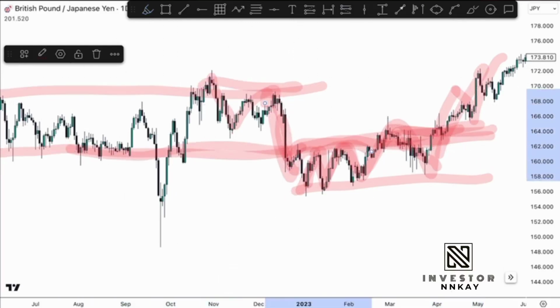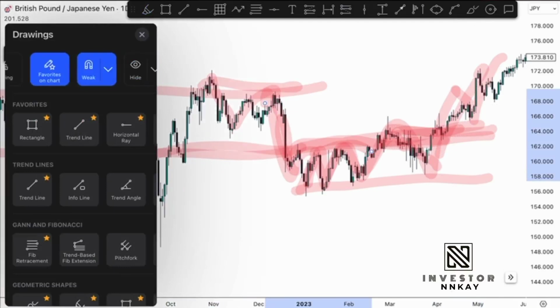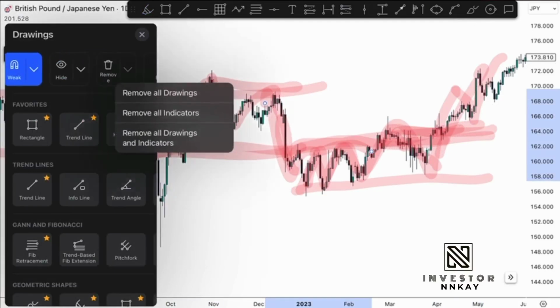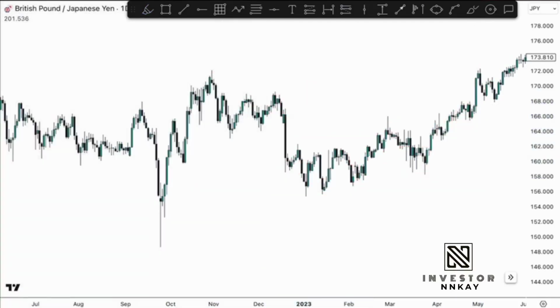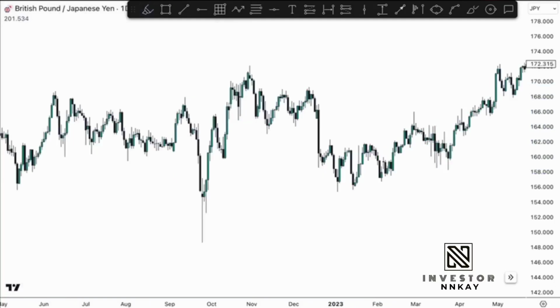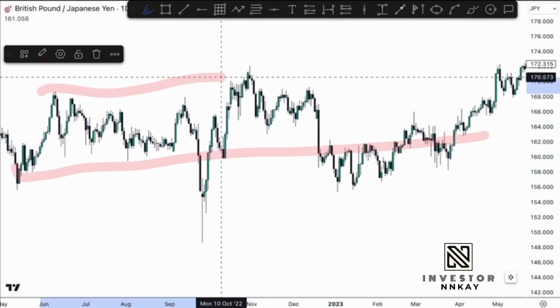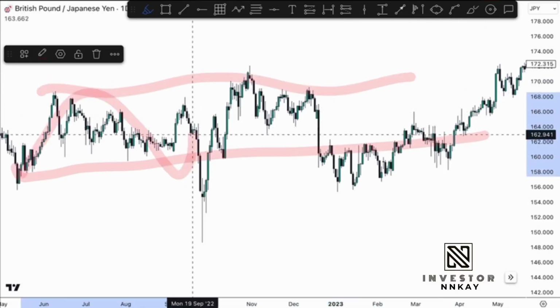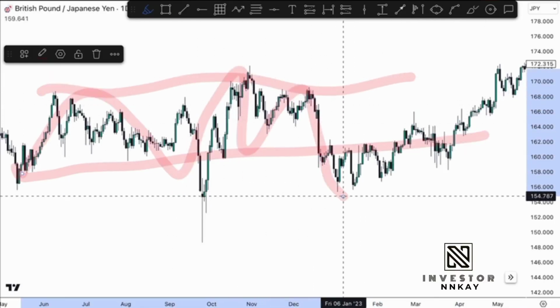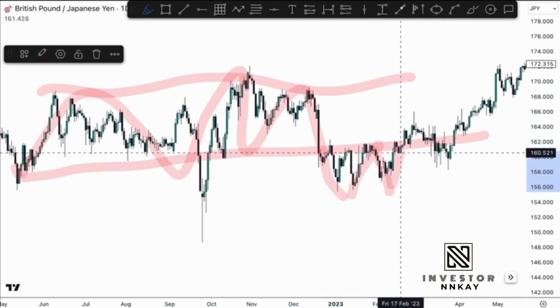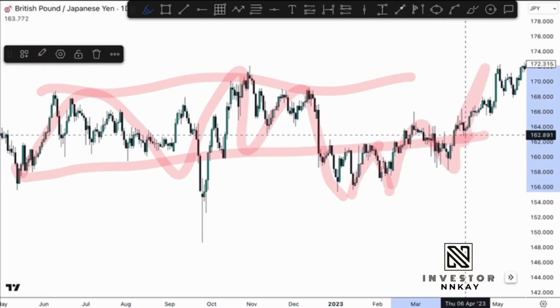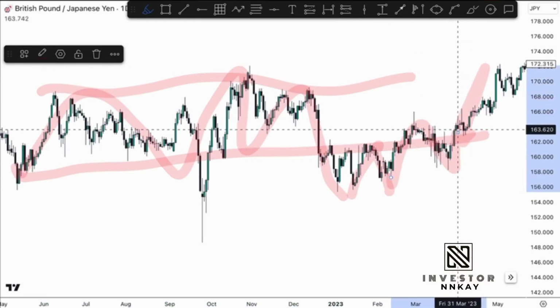Let me delete everything and show you again. All right, so we had this support zone, okay, then we had this resistance zone. So price was trading, price breaks it, and then uses it as resistance for a bit, then uses it as support. So you see that that's actually how that works.